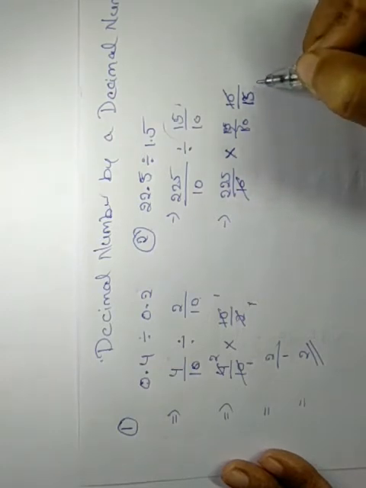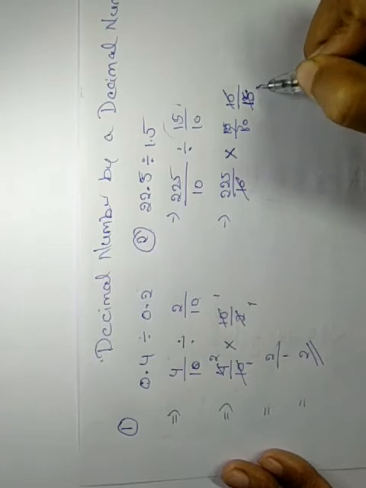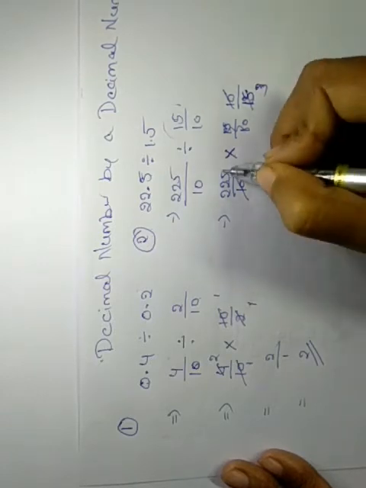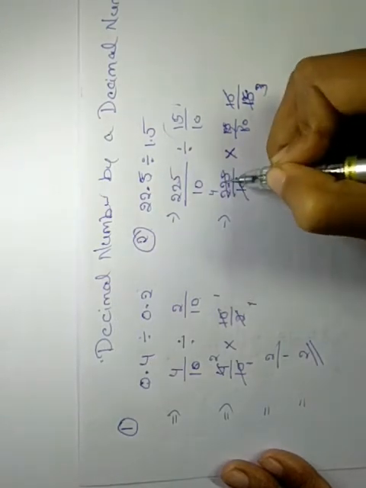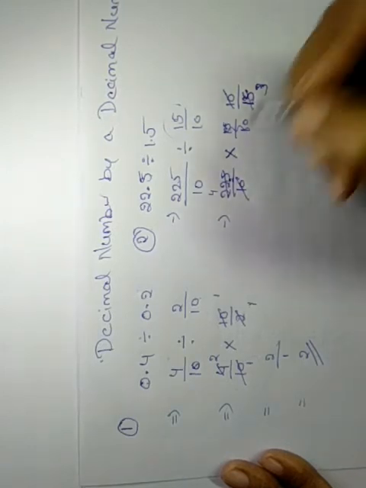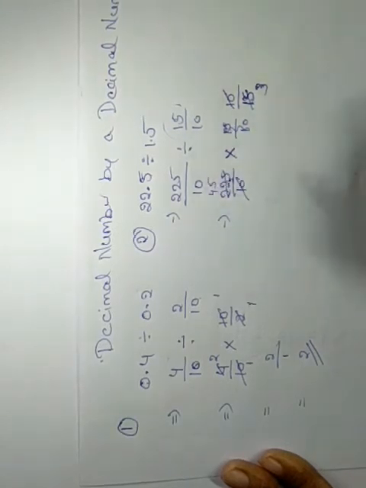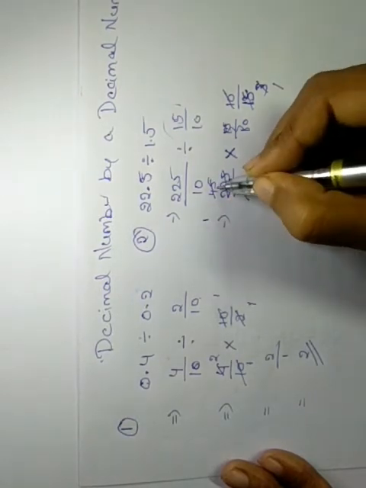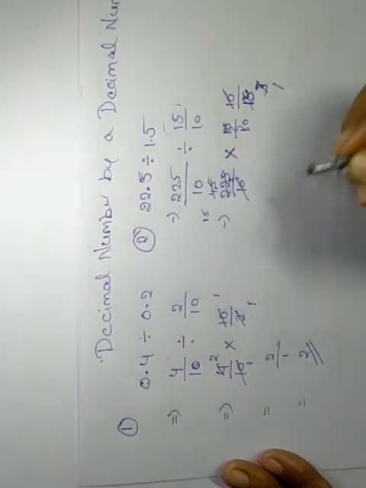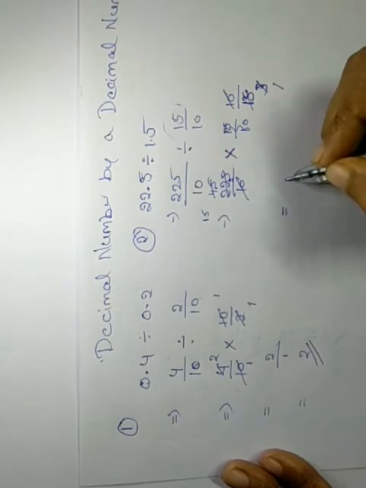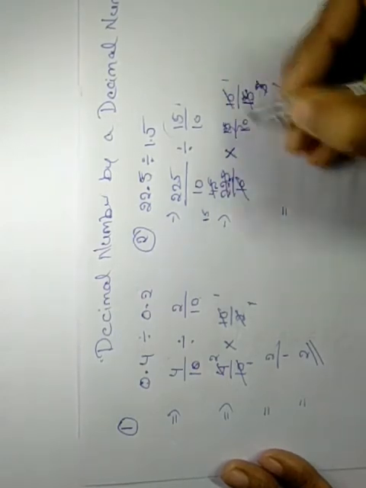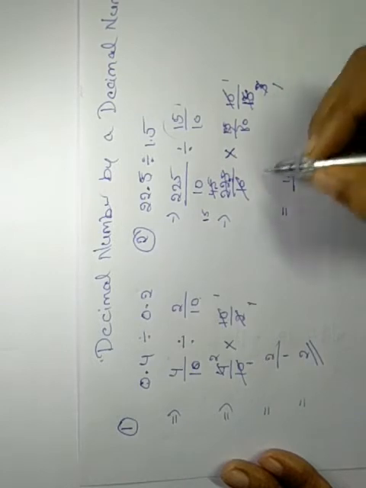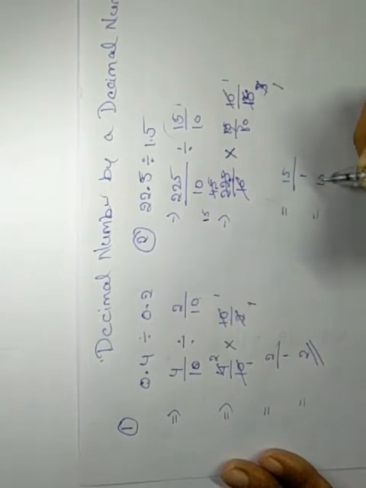We'll simplify it by the 5 table only. 5 3s are 15. Again 5 4s are 20, remaining is 2. 5 5s are 25. Now again 3 1s are 3, remaining is 1. 3 5s are 15. Thus we got the answer: 15 1s are 15, and 1 1s are 1. Thus we got the answer as 15 here, right?